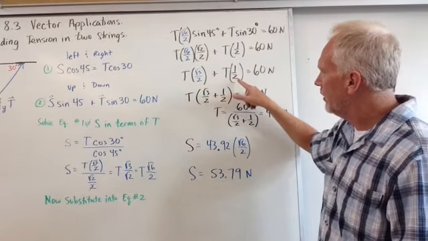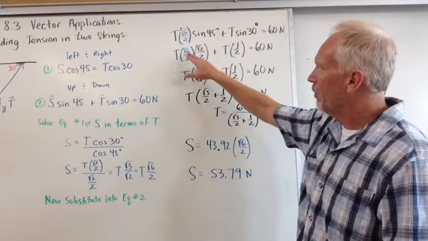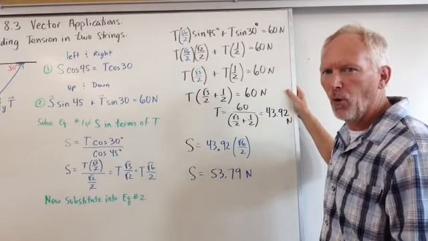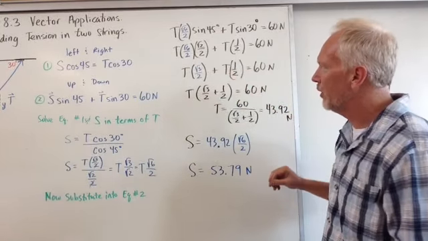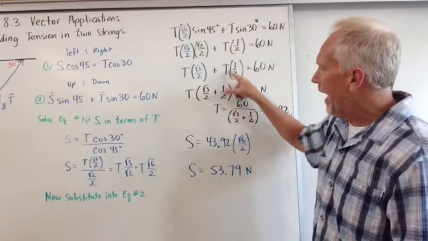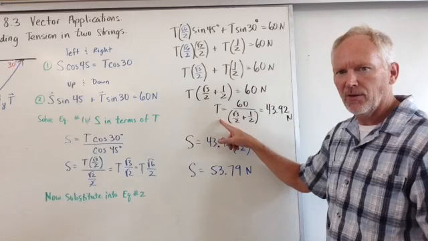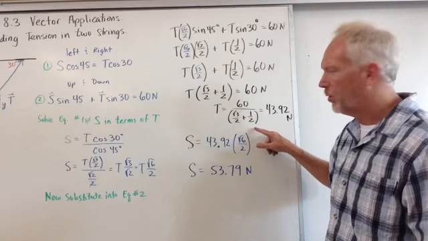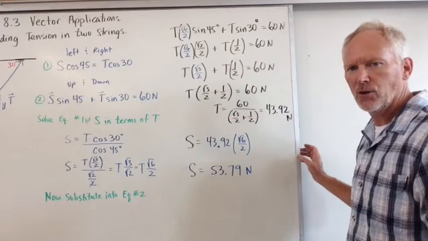If you multiply root 6 times root 2, you get root 12 over 4, and a 2 can come out over 4, so this reduces to root 3 over 2. And then we have plus T times 1/2. We factor out a T, and we get T times root 3 over 2 plus 1/2 is equal to 60 newtons. T then will equal 60 divided by the quantity square root of 3 over 2 plus 1/2. Put that in your calculator, and you get T is equal to 43.92 newtons.